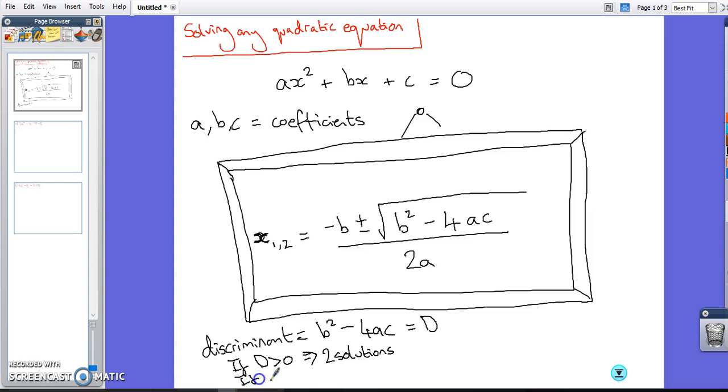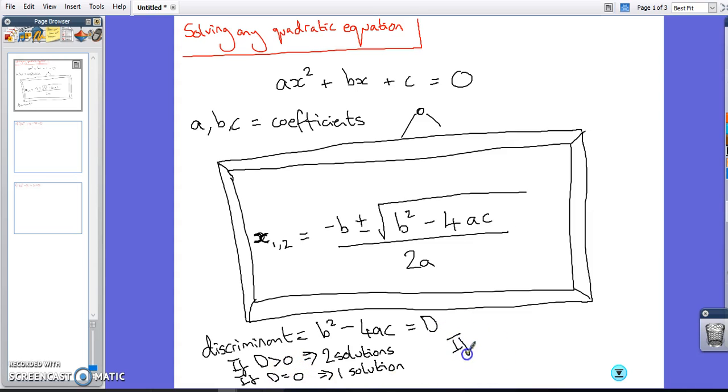If d is equal to 0, then we have minus b plus or minus the square root of 0, which is 0, divided by 2a. So we have minus b over 2a. That just gives us one solution, because the two solutions only arise from the fact that we can have a positive and a negative square root, but of course that doesn't happen when d is equal to 0.